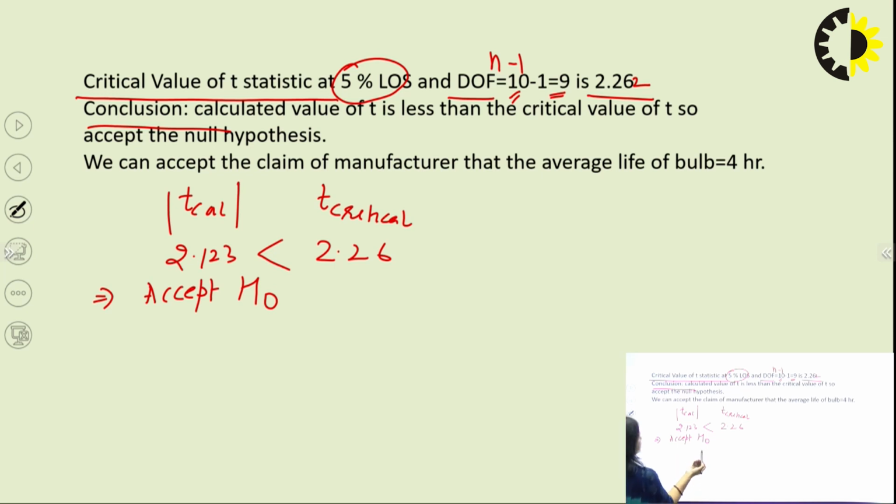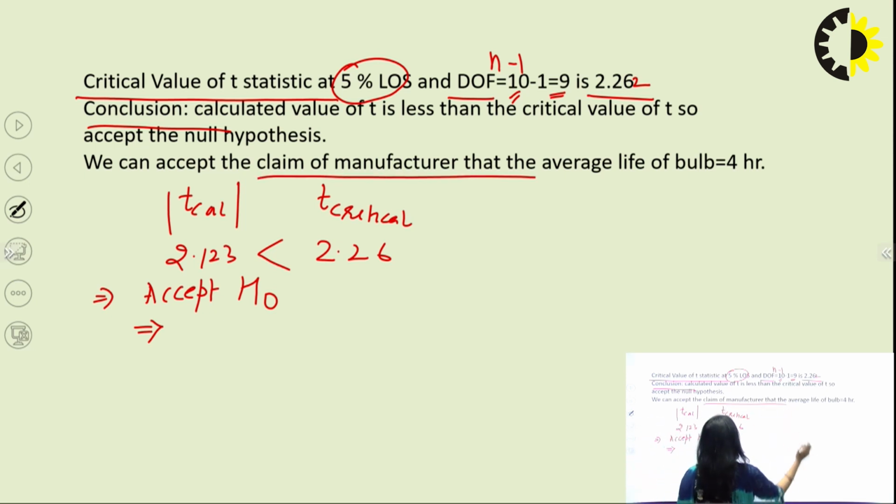Now if you are accepting the null hypothesis, this implies there is no significant difference between the sample observation and the population observation. And this implies the claim of the manufacturer is true. This is our decision, and this is the solution of the given problem.